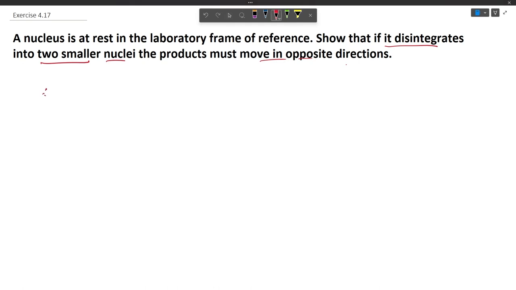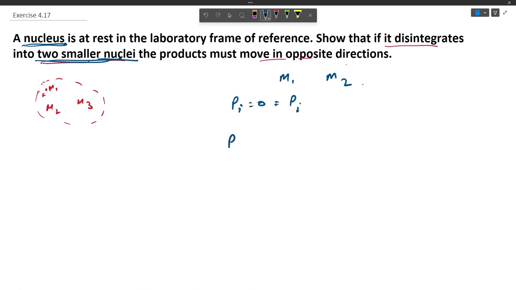So if a system has, let's say, particles m1, m2, m3, and it is isolated and the net force acting on the system is 0, then the momentum is always conserved, or the change in momentum is equal to 0. In our case, there is a nucleus and it disintegrates into two smaller nuclei. Let us assume the smaller nuclei have masses m1 and m2. According to conservation of momentum, P initial is equal to 0, and that will be equal to P final.